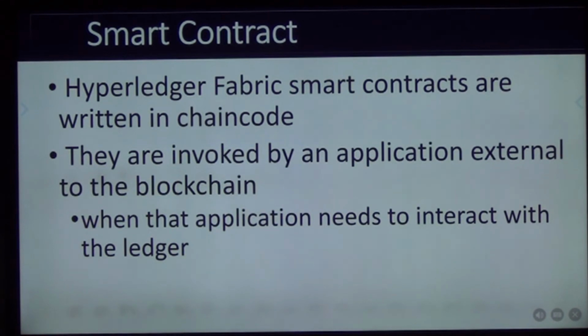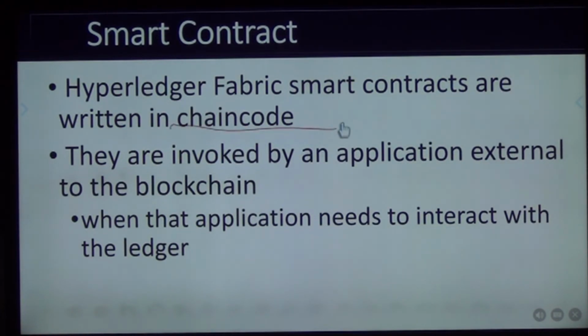But the concept of the world state is not there in Ethereum or in blockchain or in Bitcoin. So we have seen that in Bitcoin, you really have to trace the UTXOs and from where they are coming, and so this is it. Hyperledger Fabric smart contracts are written in JavaScript or Java or Golang, okay, and here they are called chain code.